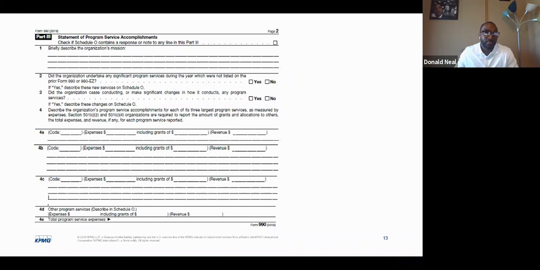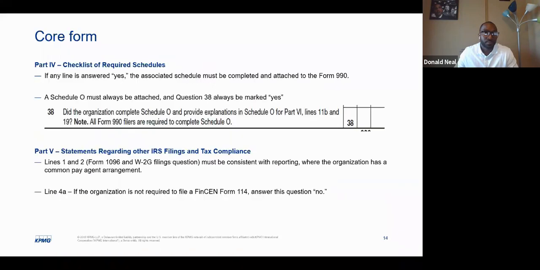And here's a snippet of Part 3. Part 4 is a checklist of your required schedules. As you're going through Part 4, it's always good to think through whether anything has changed within the last year of the organization when completing this Form 990. Because based on how you answer these particular questions, it's going to tell you how you're going to fill out the rest of the Form 990.